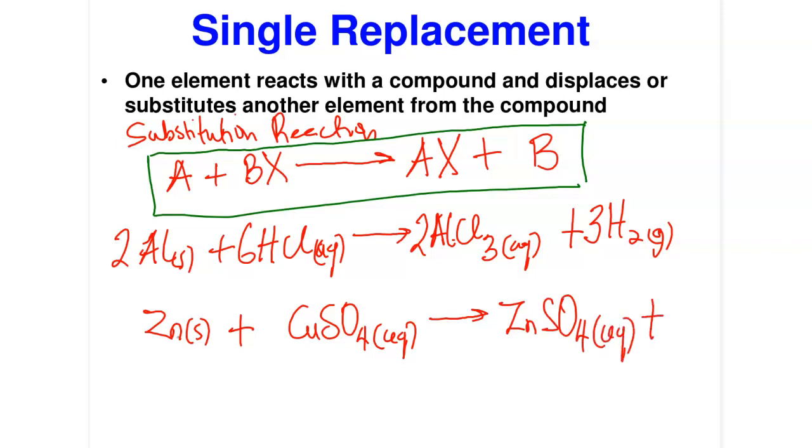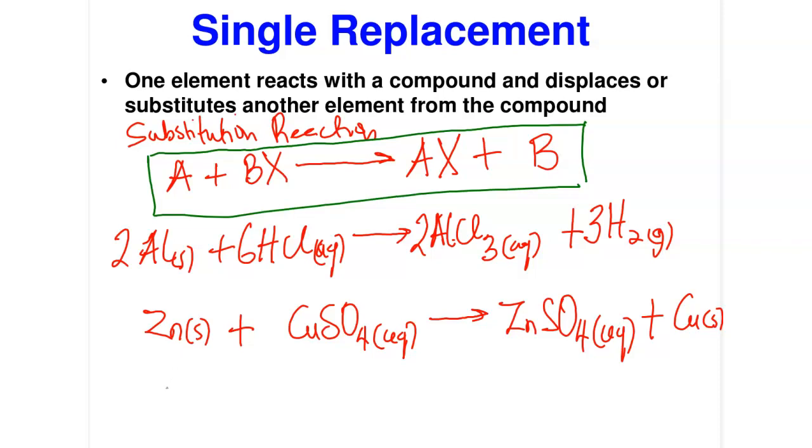And then what happens here? Your copper is now on its own. So this is another good example of a single replacement reaction. Look, it's balanced: zinc is 1, zinc is 1, copper is 1, copper is 1, sulfur is 1, and the equation is very balanced. So this is a single displacement or single replacement reaction, whichever way you want to call it.